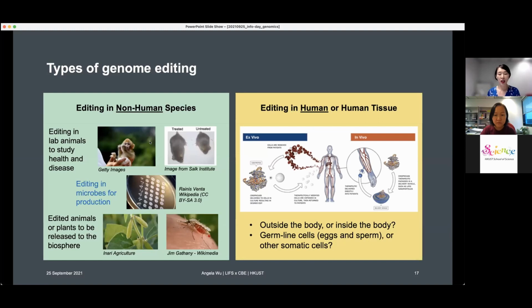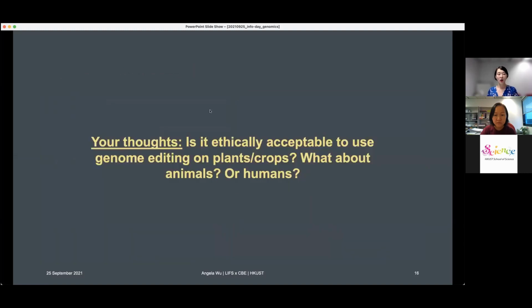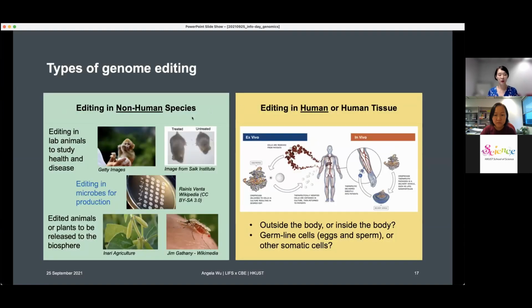So I mentioned that we can edit the genome of different organisms, and we can classify them mostly into two categories that we care about, okay? We care about editing in non-human species, and we care about editing in humans or human tissues or human organs. So in the non-human species, actually, lots of this has been demonstrated in research labs and also sometimes already used in the commercial setting. So for example, in research labs, we have done genome editing on monkeys and mice to study health and disease in these model animals.